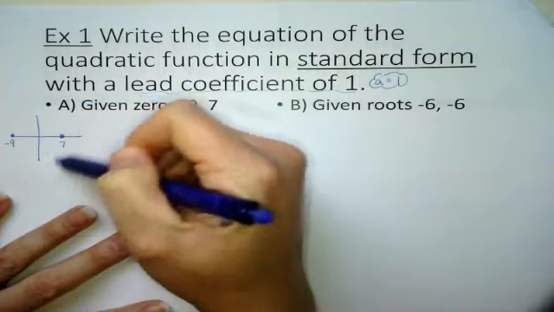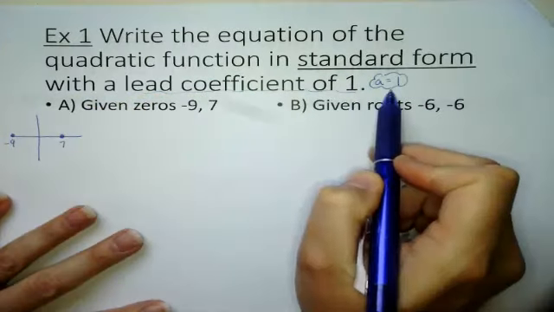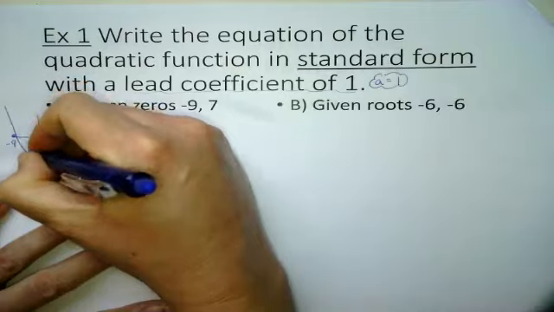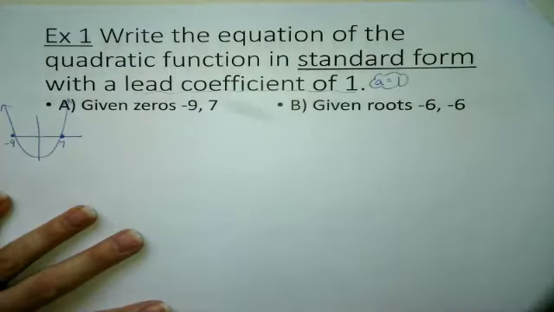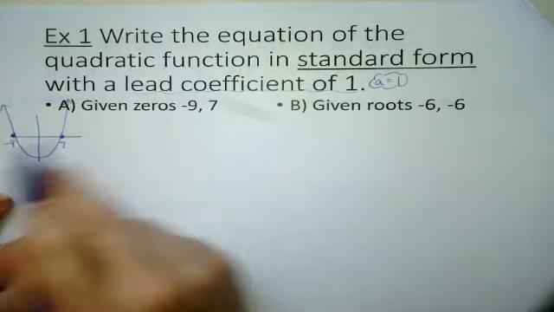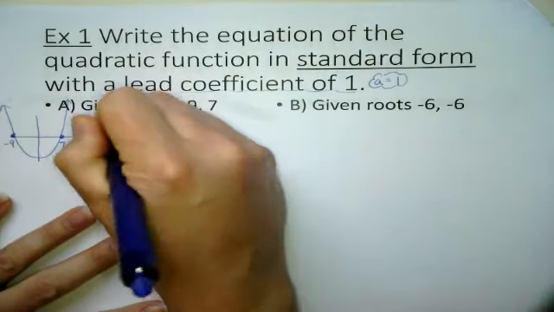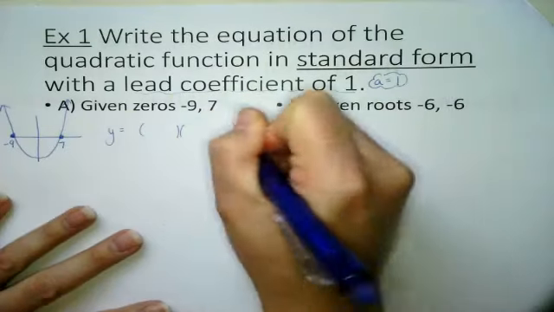And I don't know if this is an up parabola or a down parabola, but since my coefficient is a 1, it's positive. I'm assuming that it's an upward-facing parabola. But if we know that those x-intercepts or those zeros are -9 and 7, then I can go ahead and just convert them back into bubbles.